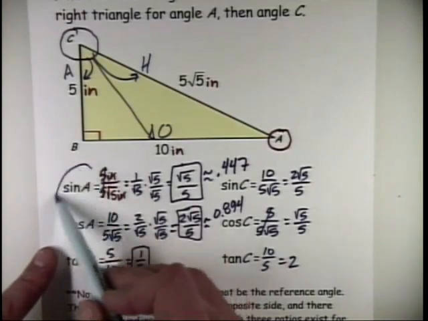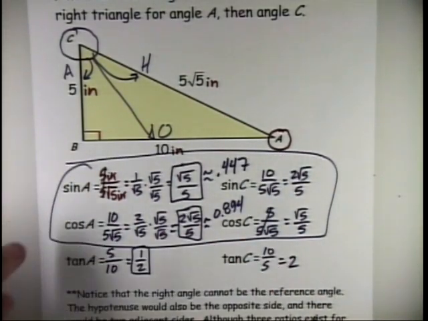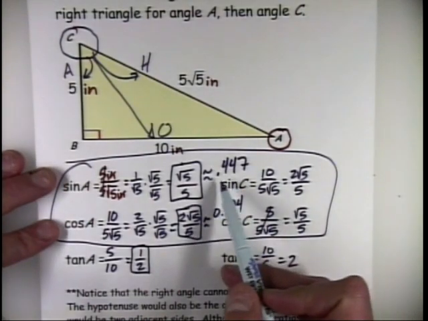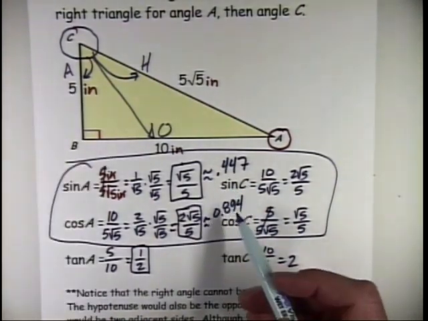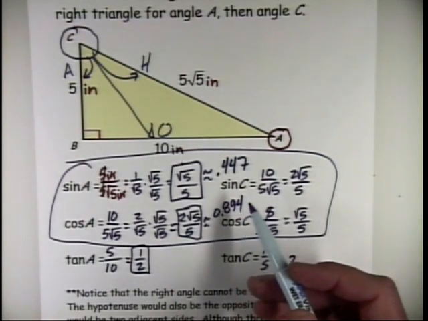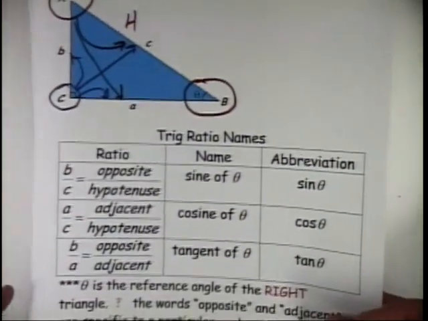But I want to look at the sine and cosine values a little bit more closely here. First of all, notice that your sine and cosine are less than 1, 0.447 and 0.894. And that should always be the case when you're looking at the sine and cosine ratios. And if you're wondering why, let's go back to the definition here.